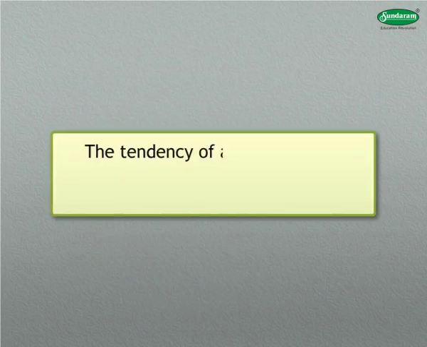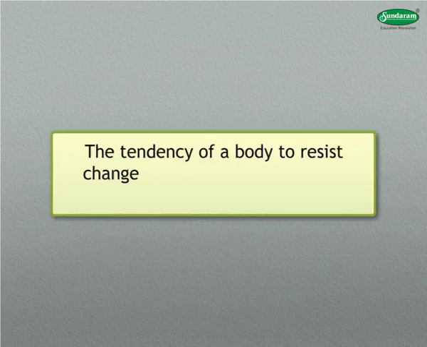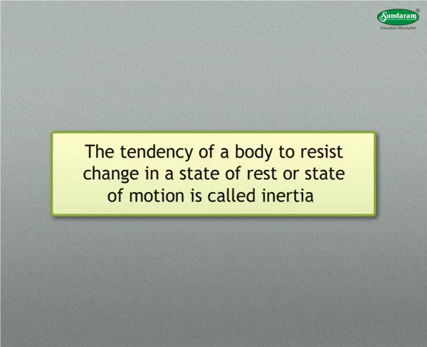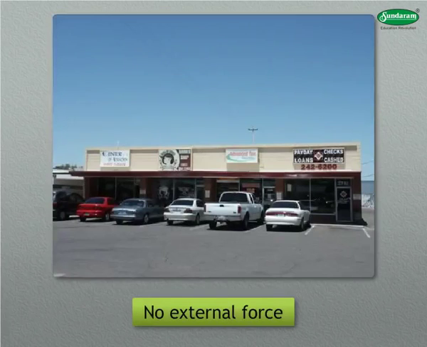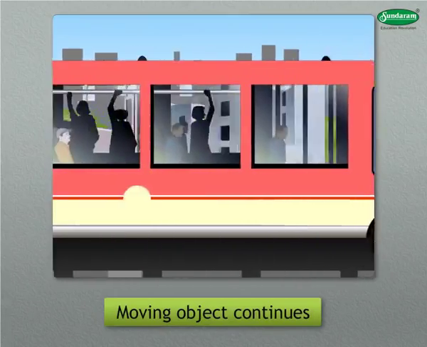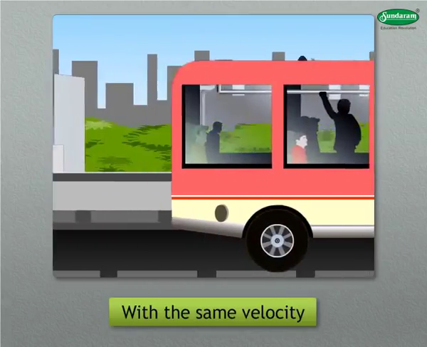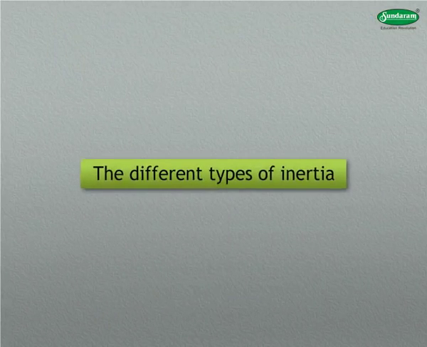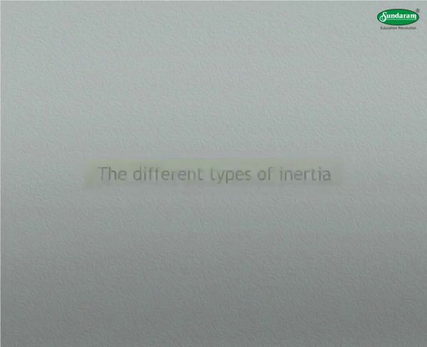The tendency of a body to resist change in a state of rest or state of motion is called inertia. When no external force is acting on an object at rest, it will continue to remain at rest while a moving object continues to be in motion with the same velocity. Students, now let us see the different types of inertia.